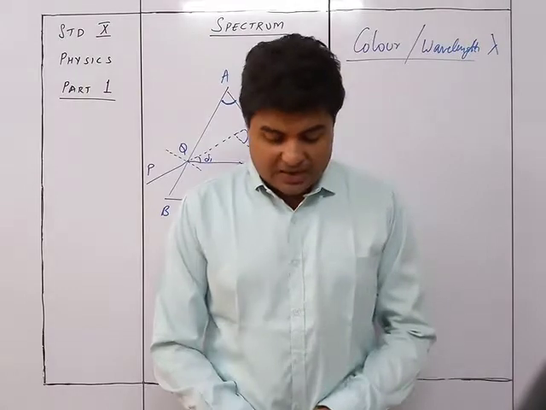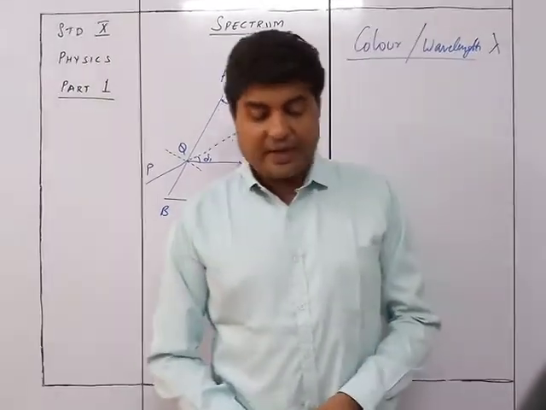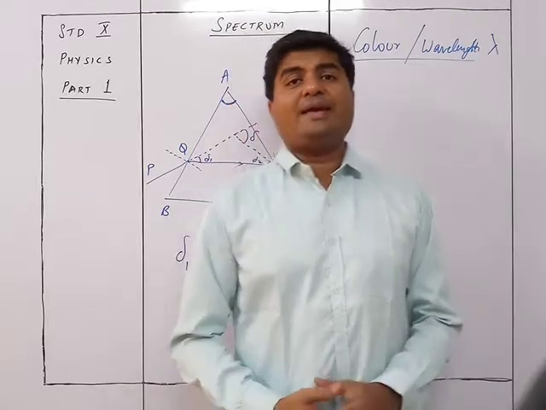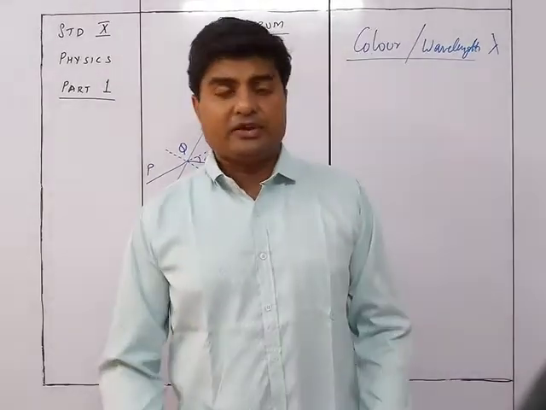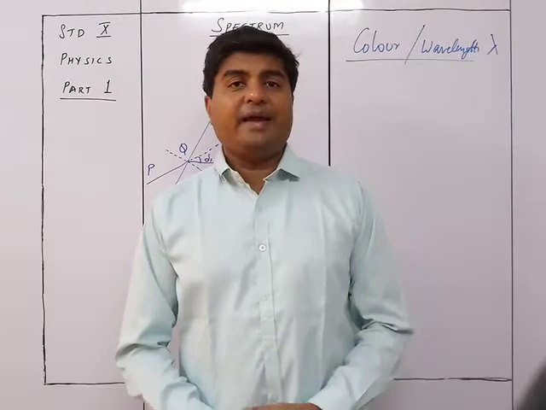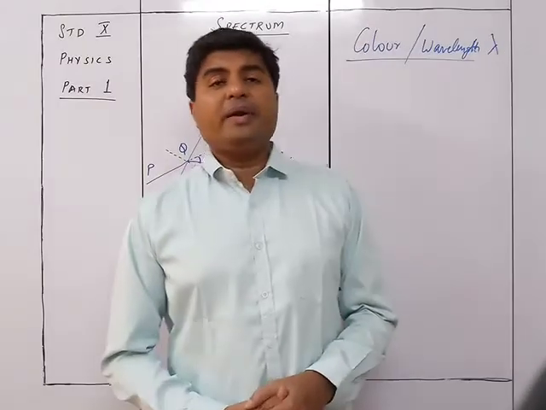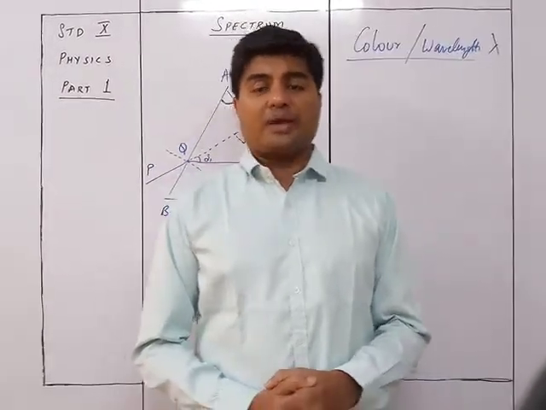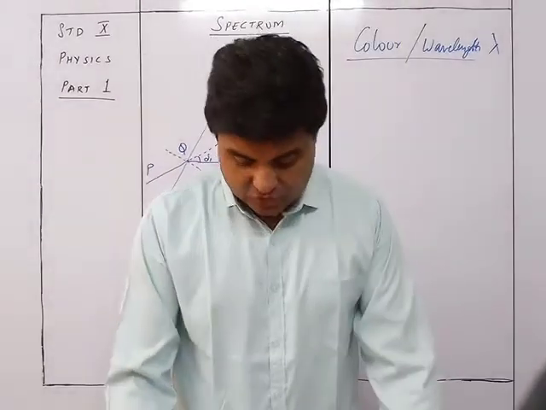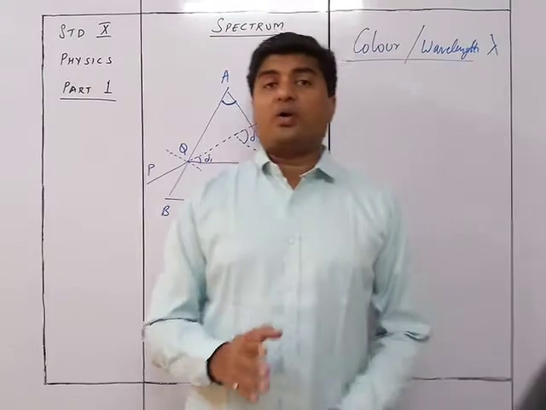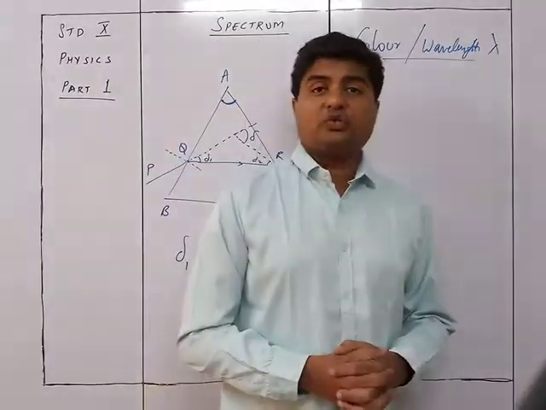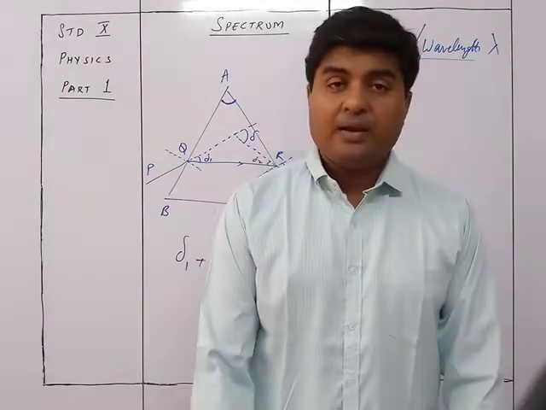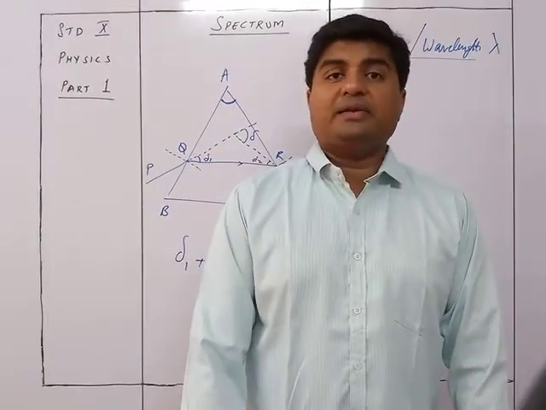The light of different colors have the same speed in air but different speed in a medium. We very well know that light travels at the speed of 3 × 10⁸ meter per second in air or in vacuum. But if the medium is not air or vacuum but something else, then it is going to travel at different speeds. So different colors are going to travel at different speeds in different mediums. So that's the main reason why a spectrum is formed.